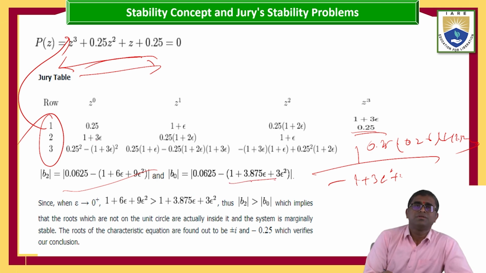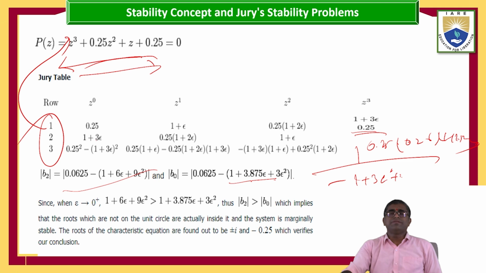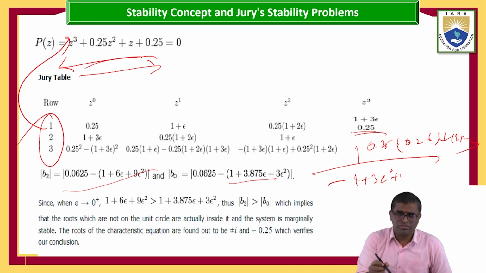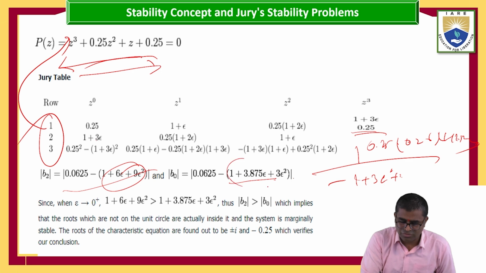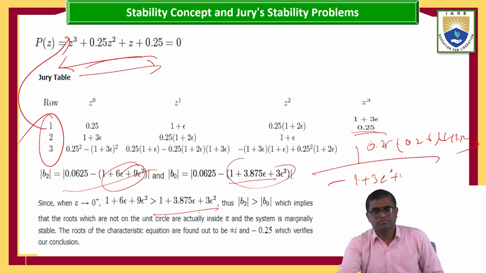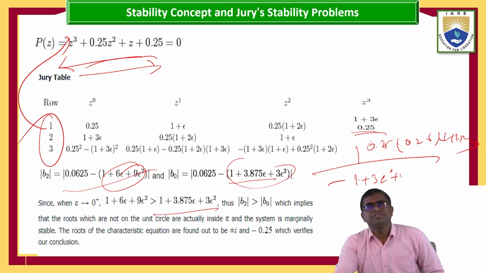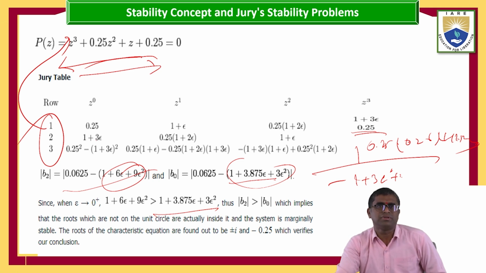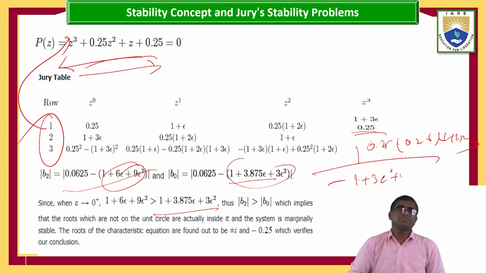Finally, what I am saying is, whenever zeta value is greater than plus 1, it is lying between these two values. That is the answer. Okay, which implies that the roots are not on the unit circle. Actually, inside the system, marginally stable. But the roots of the classification are found as plus or minus j 0.25, which is a conclusion for this one.